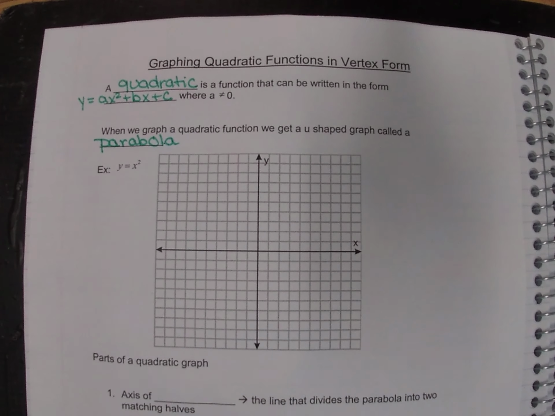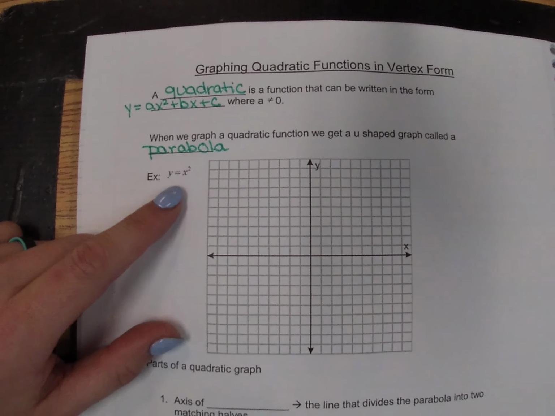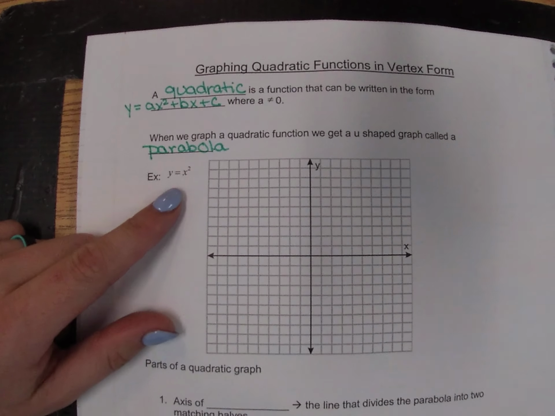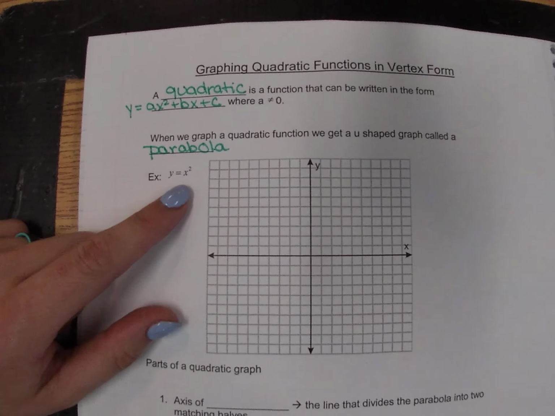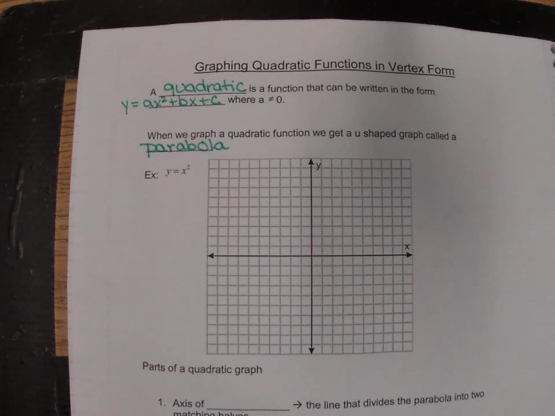That parabola can be opening up like a U or it can be upside down like a hill, but either way, that U shape that we get is called a parabola. We can see an example of what this looks like if we start with our very basic quadratic. We call this the parent function, y equals x squared. And that parent function is where there's nothing being added or subtracted. It is as simple as it gets. So our a value is 1, there's nothing being added, there's nothing being subtracted.